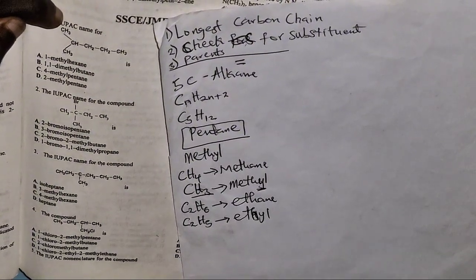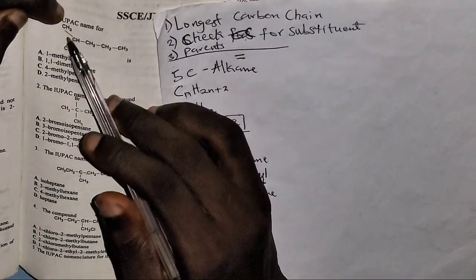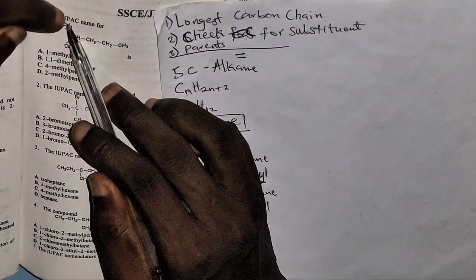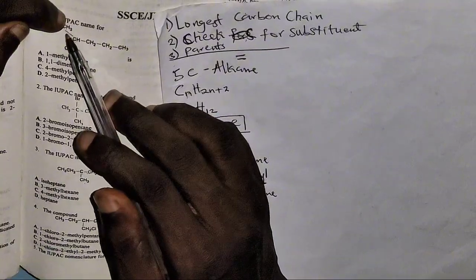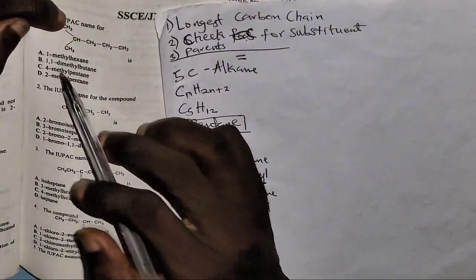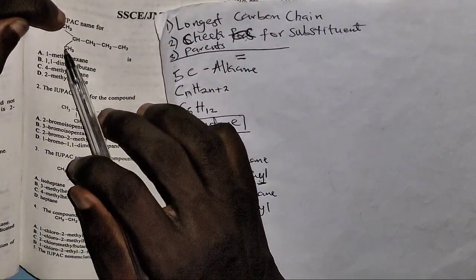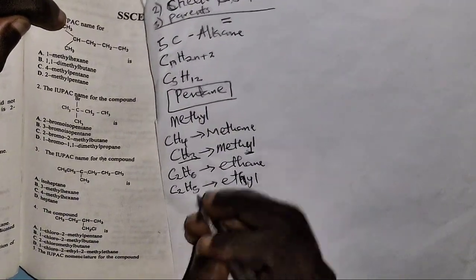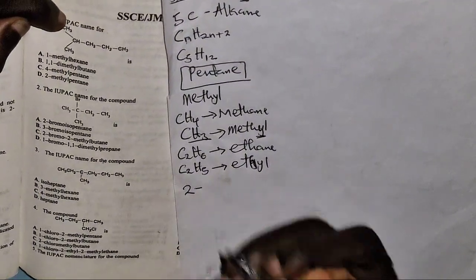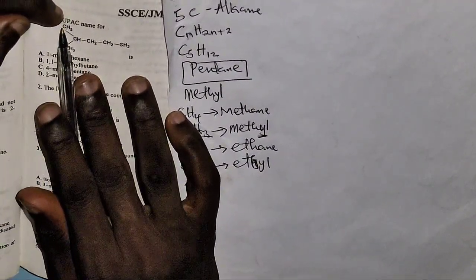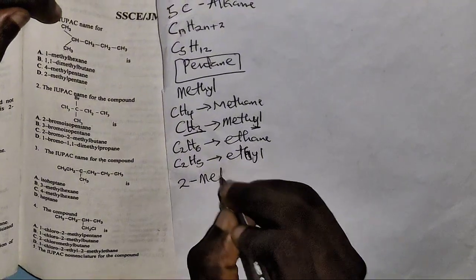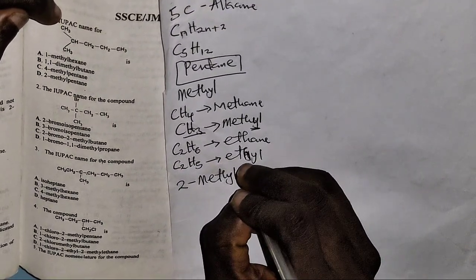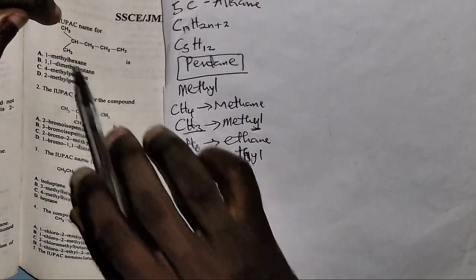When you want to name, you begin from the substituent. So the substituent is attached there, and that is where you begin your naming. This substituent is called what? Methyl. But this methyl is attached to what carbon? Since you have already numbered like this, it is attached to carbon 2. So you call it 2. What is attached to the 2? Methyl. 2-methyl.